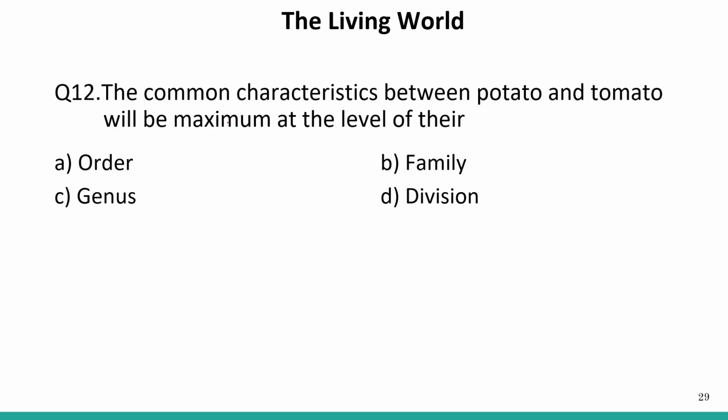Now let's talk about the next question. Here they are saying the common characteristic between potato and tomato will be maximum at the level of, and the options are order, family, genus and division. So let's talk about the scientific names of potato and tomato. First we have potato. The scientific name is Solanum tuberosum.